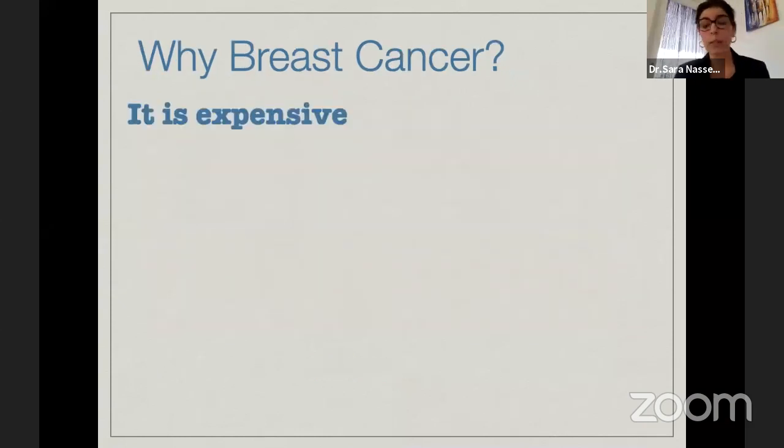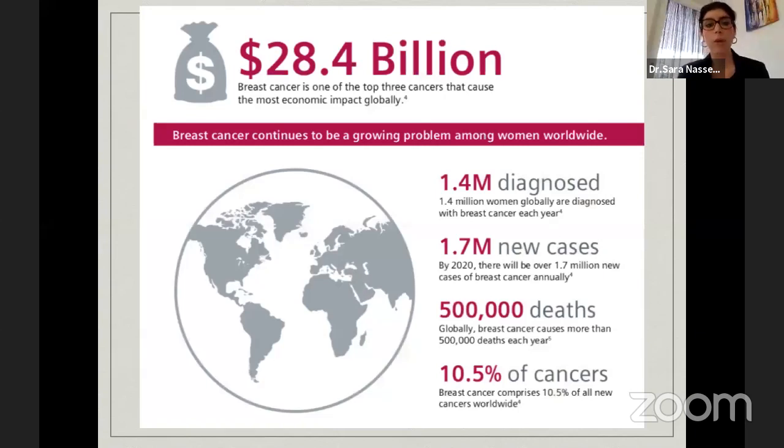Also, breast cancer is expensive. It's expensive to diagnose, to treat, and the follow-up is expensive. Breast cancer is one of the top 3 cancers that cause the most economic impact in the world, with about $29 billion. This is data from 2016, but the prediction was that by 2020, there will be 1.7 million new cases of breast cancer yearly, with about 500,000 deaths caused by breast cancer each year. And breast cancer comprises 10.5% of all new cancers worldwide.